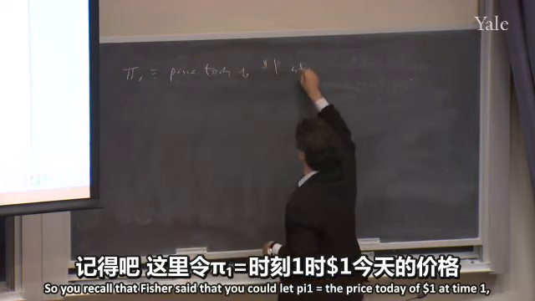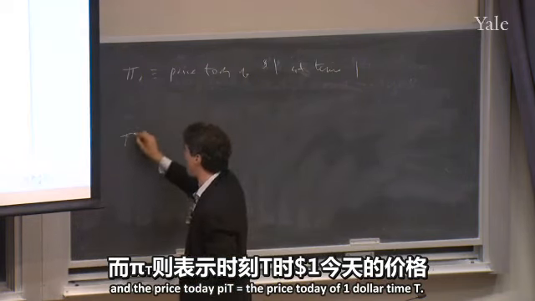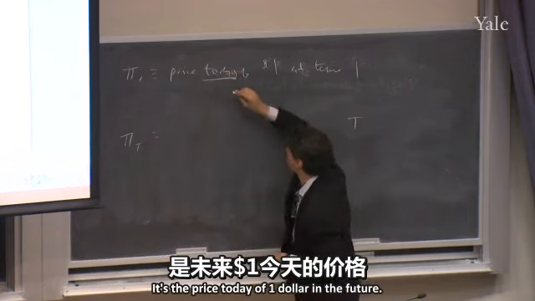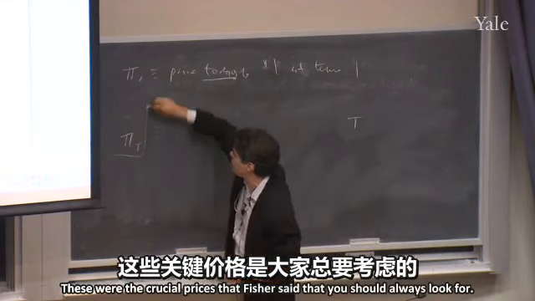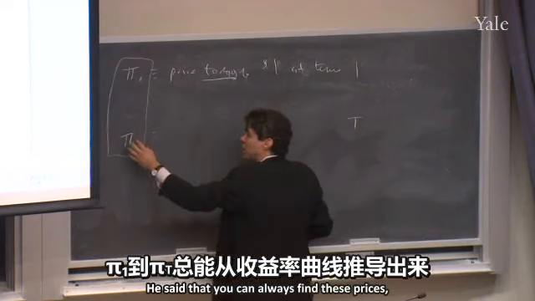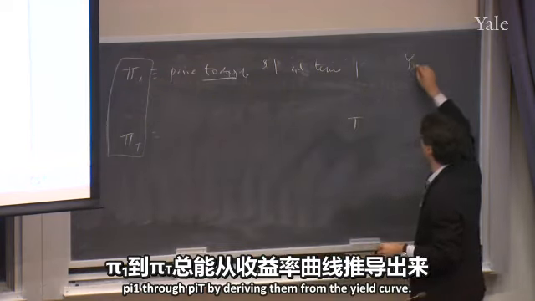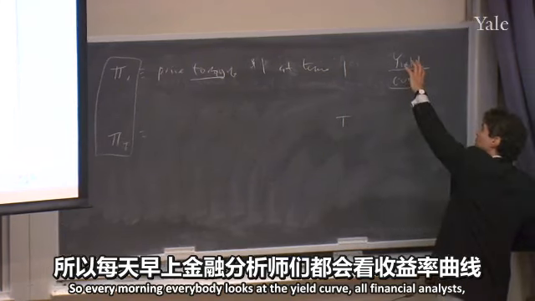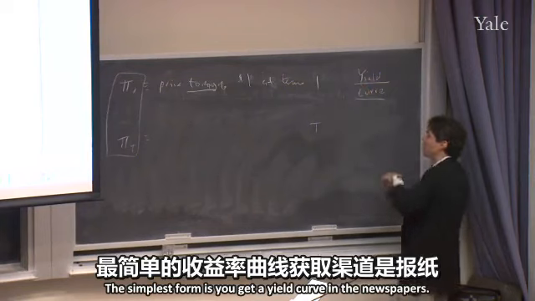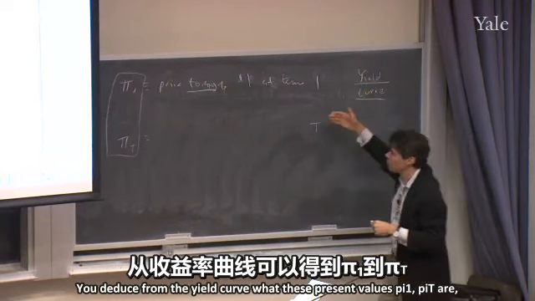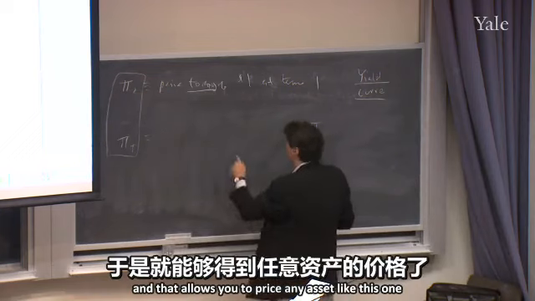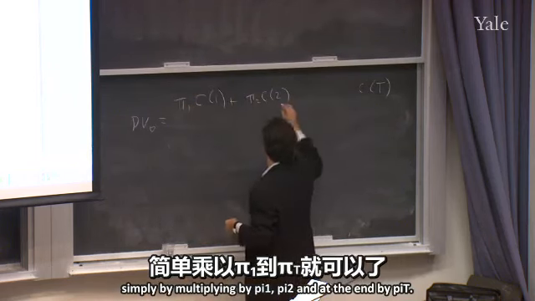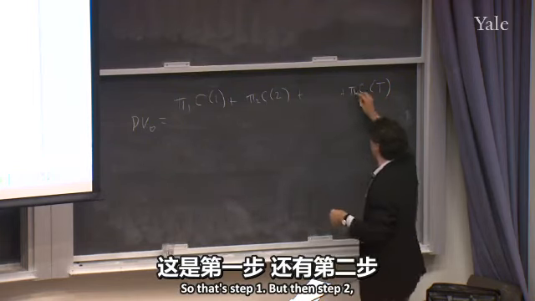the price today of $1 at time 1, and the price today, pi t, equals the price today of $1 at time t. It's the price today of $1 in the future. These were the crucial prices that Fisher said that you should always look for. He said that you can always find these prices, pi 1 through pi t, by deriving them from the yield curve. So every morning, all financial analysts look at the prices of bonds traded in the market. The simplest form is the yield curve in the newspapers. You deduce from the yield curve what these present values pi 1 through pi t are, and that allows you to price any asset like this one simply by multiplying C1 by pi 1, C2 by pi 2, and at the end CT by pi t. Okay, so that's step 1.